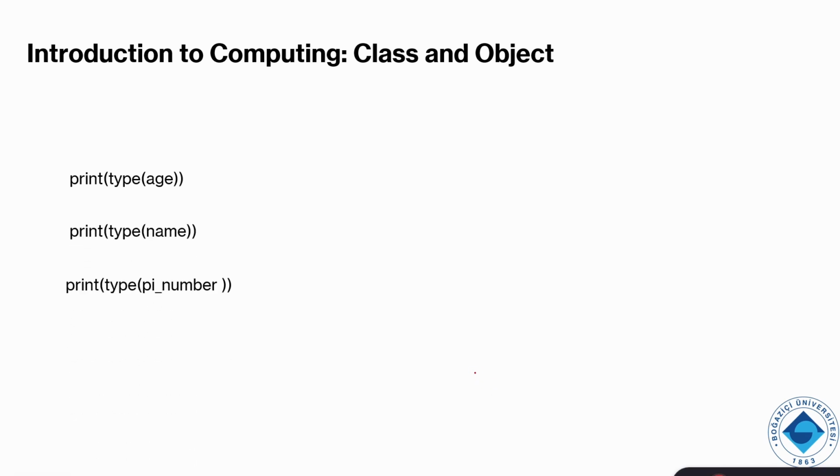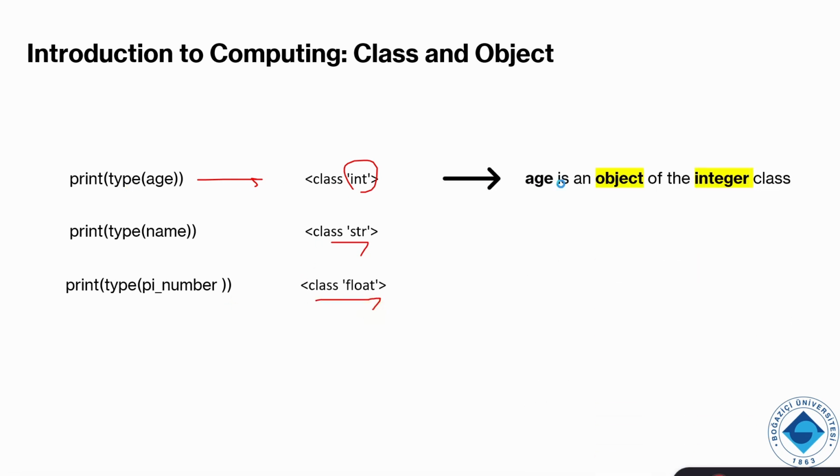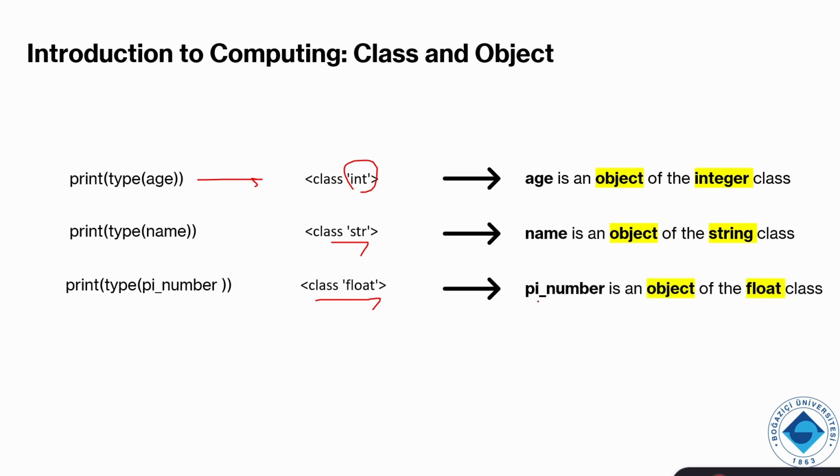If we try to print the type of age, we will see the class integer, right? Again, if we try to print the type of name, we will see the string class, and if we do it for the float number, we will see the float class. So in the first example, age is an object of the integer class. In the second example, name is an object of the string class, and the last one, the float number, is an object of the float class.